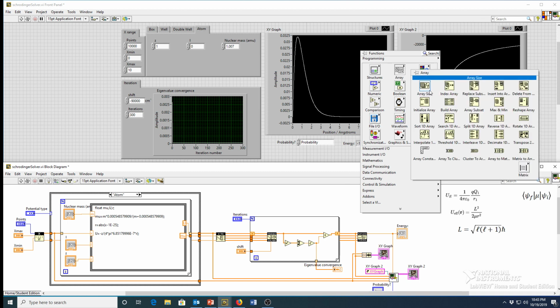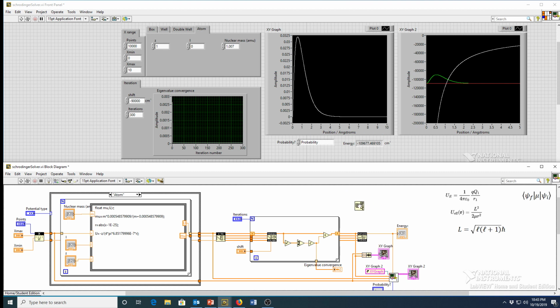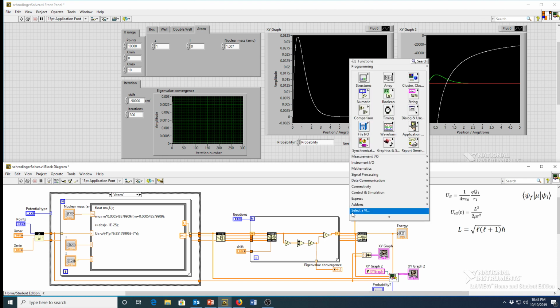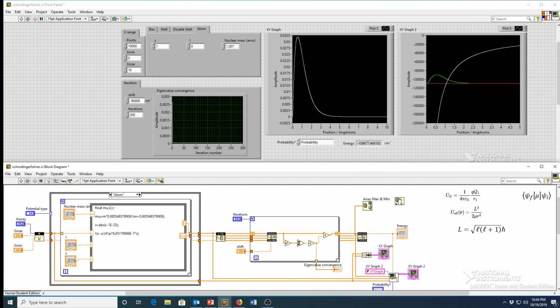We're going to use the array max and min sub VI here. Now we can't just take the max from this. I'll just label it so you can see what I'm doing. You can't just take this max value because that's the max Y value that it's giving you. You need to find what the corresponding position is on the x-axis. So we want to use an index array, and we want to grab our x array, which comes from way over here.